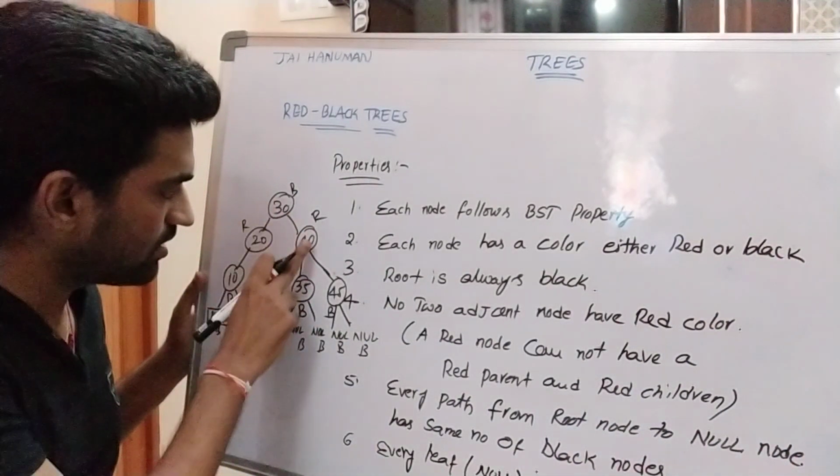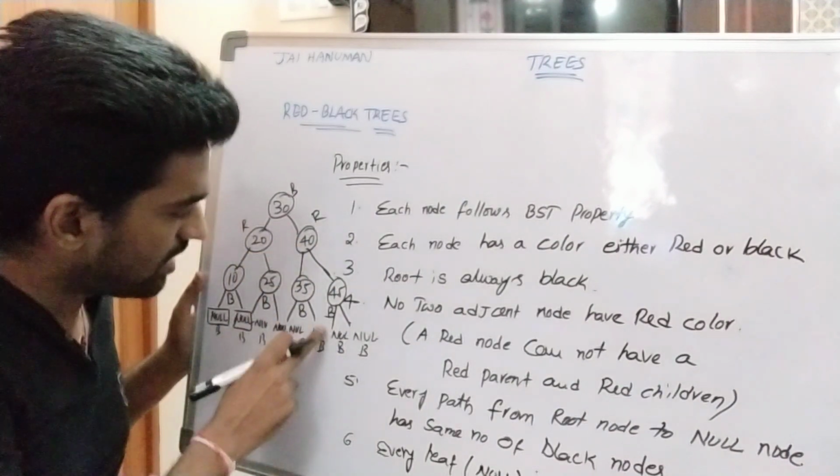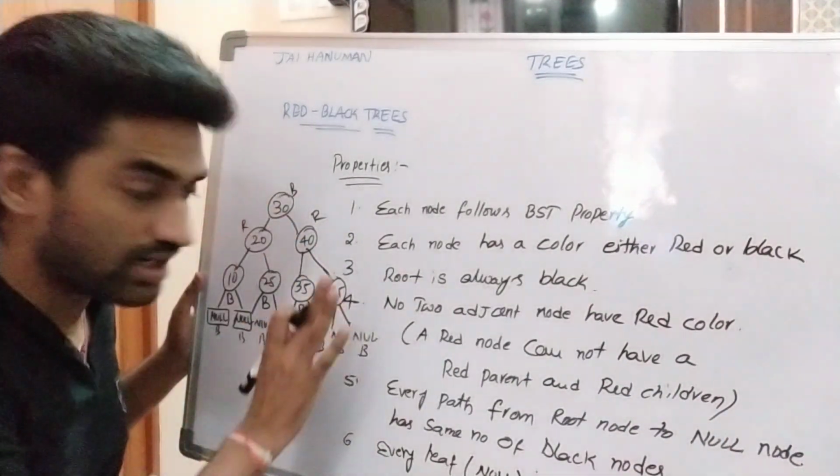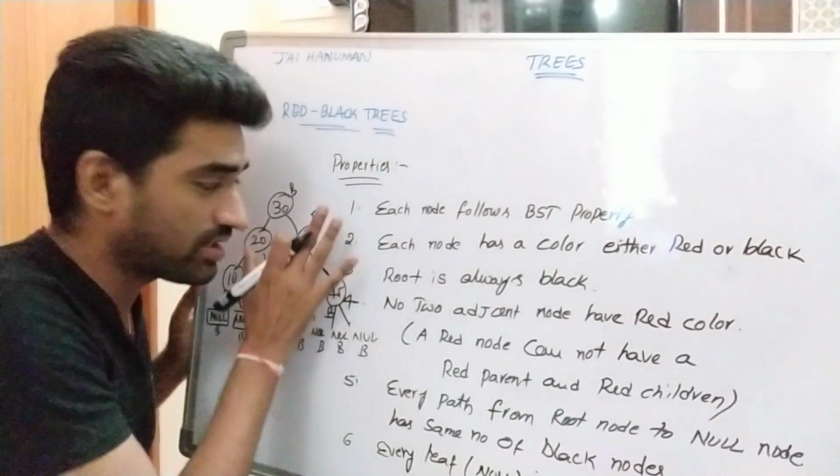This is one path: 30, 40, 45, null. These are the possible paths for this red black tree.